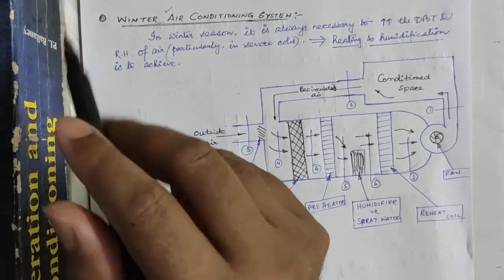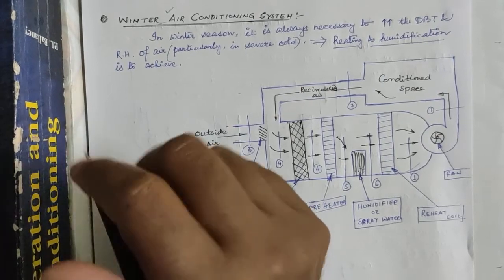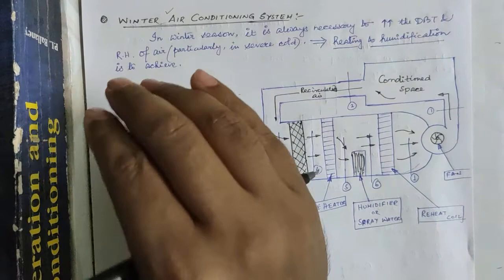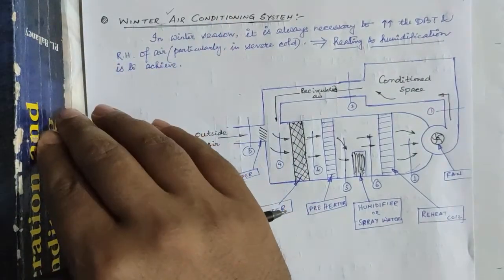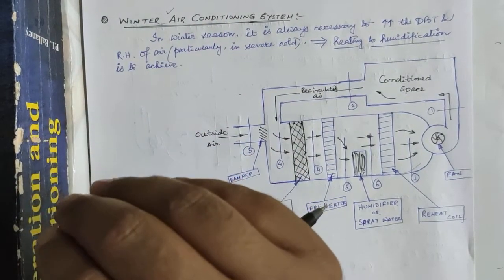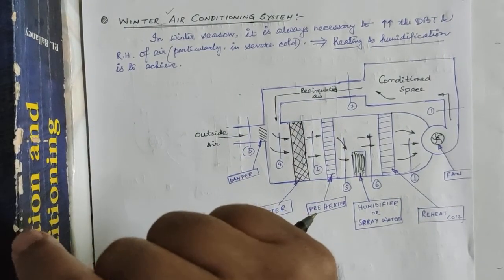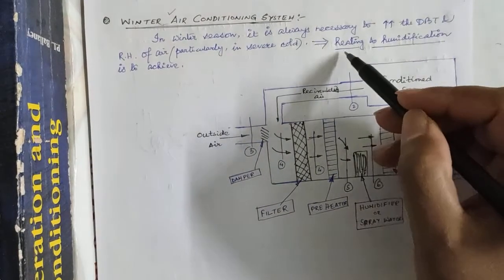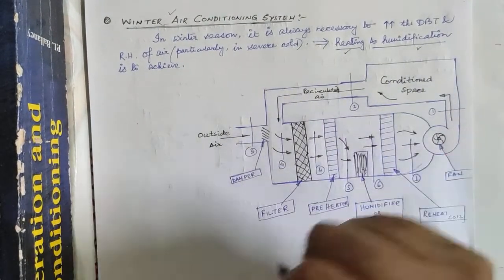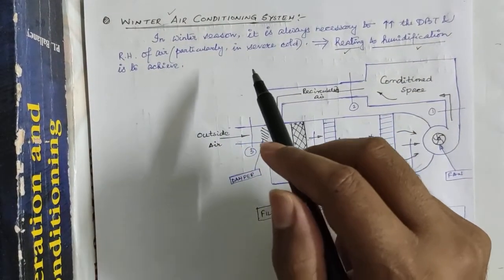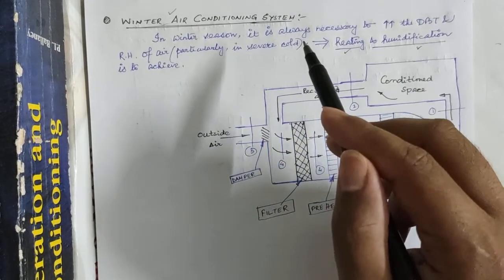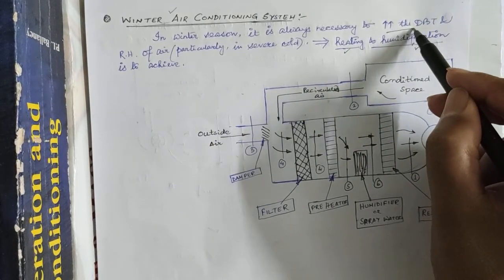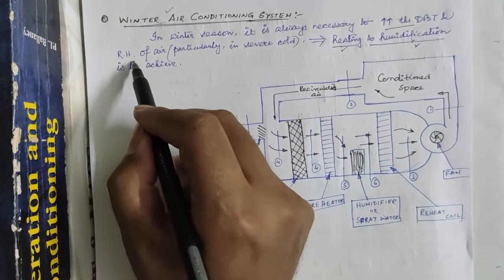Now in the winter season, what is the condition of the outside atmospheric air? The atmospheric temperature is very low and the air is dry, that is, the amount of moisture content present in the air is very less. So in order to create comfort conditions, we have to go for heating as well as humidification. To achieve this heating and humidification process, we have to increase the dry bulb temperature of the air as well as the relative humidity of the air.